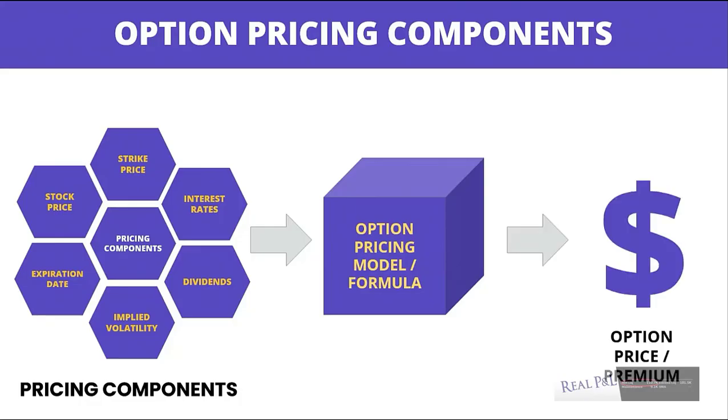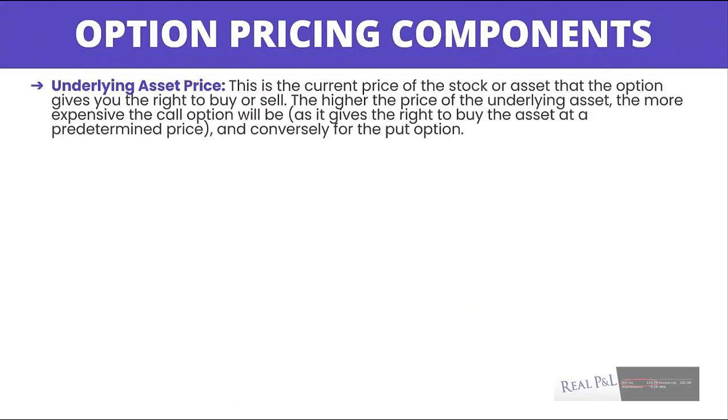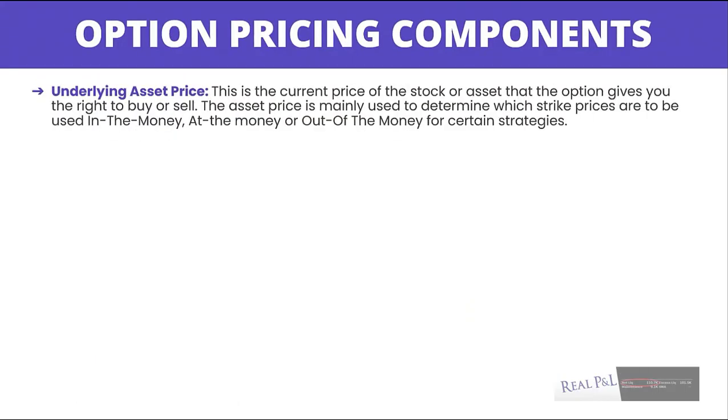With all those combined, you end up with the option price or the premium for that option. Option pricing components. Underlying asset price. Now, this is the current price of the stock or asset that the option gives you the right to buy or sell. The asset price is mainly used to determine which strike prices are to be used, the in the money, at the money, or out of the money options, and those are each used for certain strategies.